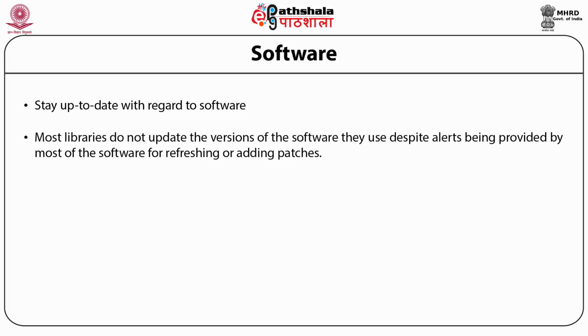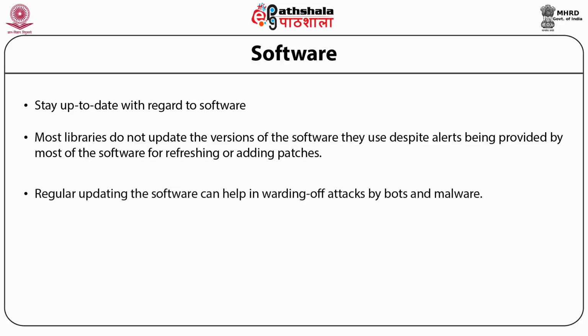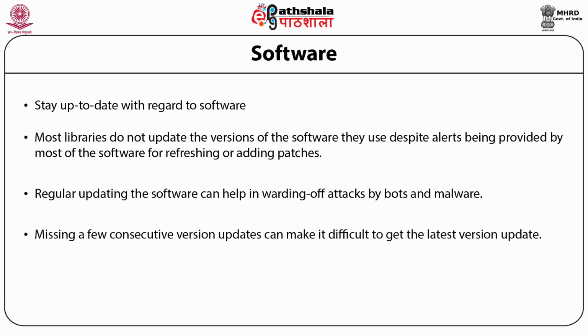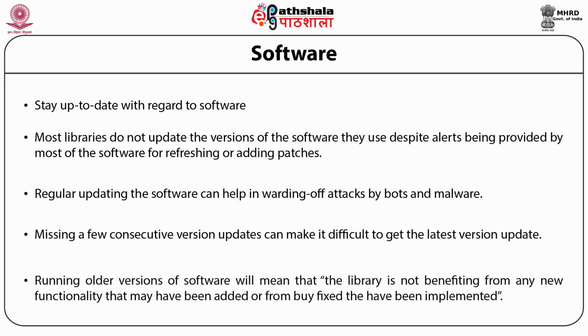However, most libraries do not update the versions of the software despite alerts being provided by the software package for refreshing or adding patches. Without regular updating, the software will not be able to ward off attacks by bots, malware, and viruses. Missing a few consecutive updates can make it difficult to get the latest version of software. With all these problems, the libraries of today are looking at alternate solutions, most importantly having the open source software that we discussed. But then running older versions of software will mean that the library is not benefiting from the new functionality that may have been added or from where they need to be fixed and implemented.